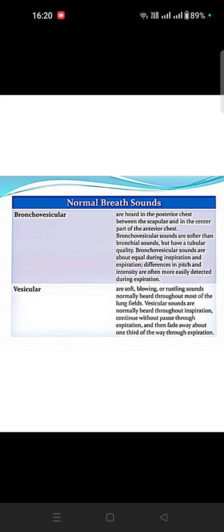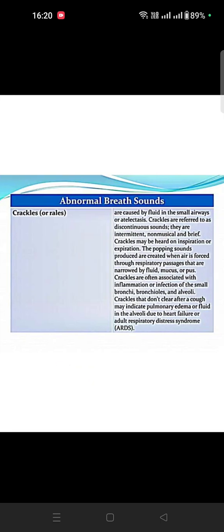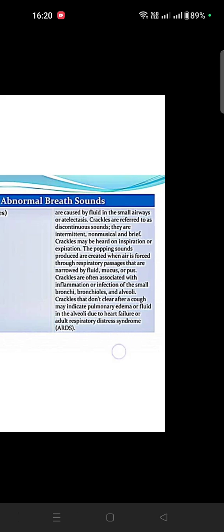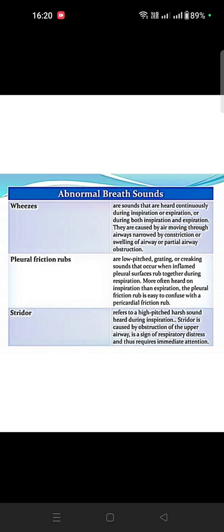Vesicular sound is soft, blowing, and rustling, heard throughout most of the lung fields. Then abnormal breath sounds: crackles. Crackles are caused by fluid in the small airways or atelectasis. Crackles are discontinuous sounds, intermittent, non-musical, and brief, like this. So that is the crackle sound.